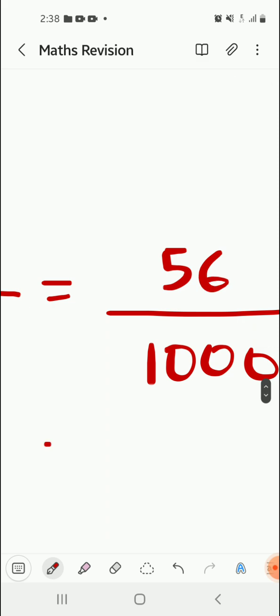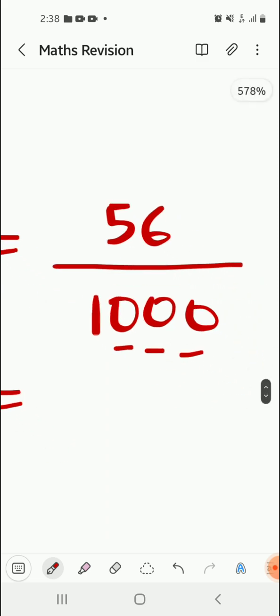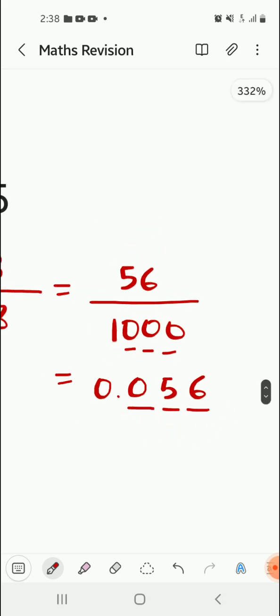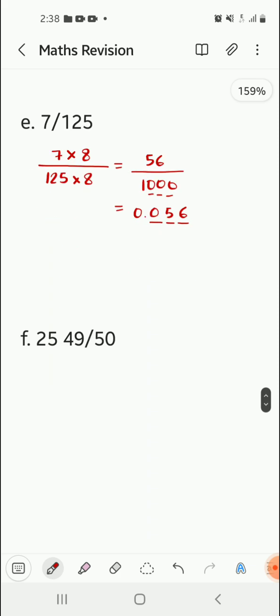56. Now you see we have got 3 zeros. So 0 point, there will be 3 numbers after the decimal place. We have got 56 here, so insert 56 here, and because there are no numbers here, we can insert a 0 here. So my answer becomes 0.056. That's it.